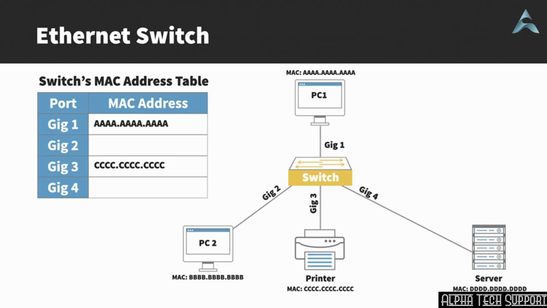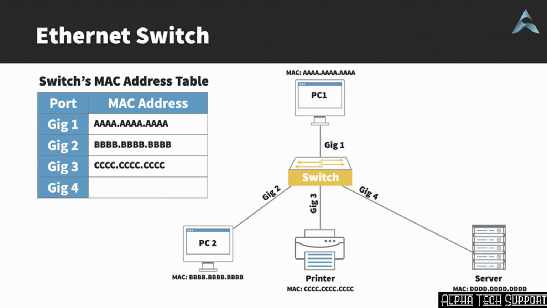Let's take a look at another scenario. Let's say that PC2 wants to communicate with the server, and at this point, the switch has not learned where PC2 lives, it has not learned where the server lives, but it's about to learn those things. PC2 sends a frame into the switch, which tells the switch that the all B's MAC address of PC2 lives off of gig 2, and the switch makes a note of that.